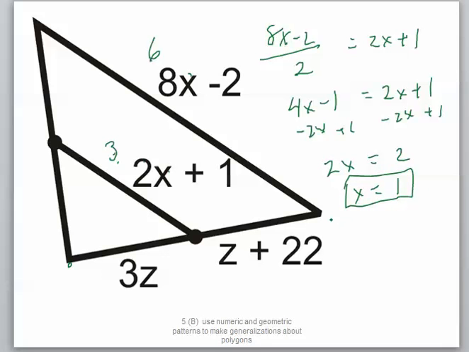Okay? Now I want you to notice over here on the side, these are mid segments. That means their two parts there are equal. So you could say 3z equals z plus 22, and subtract a z from both sides, and I would get that 2z is equal to 22, or z is equal to 11. So this is 33, and this one is 33.